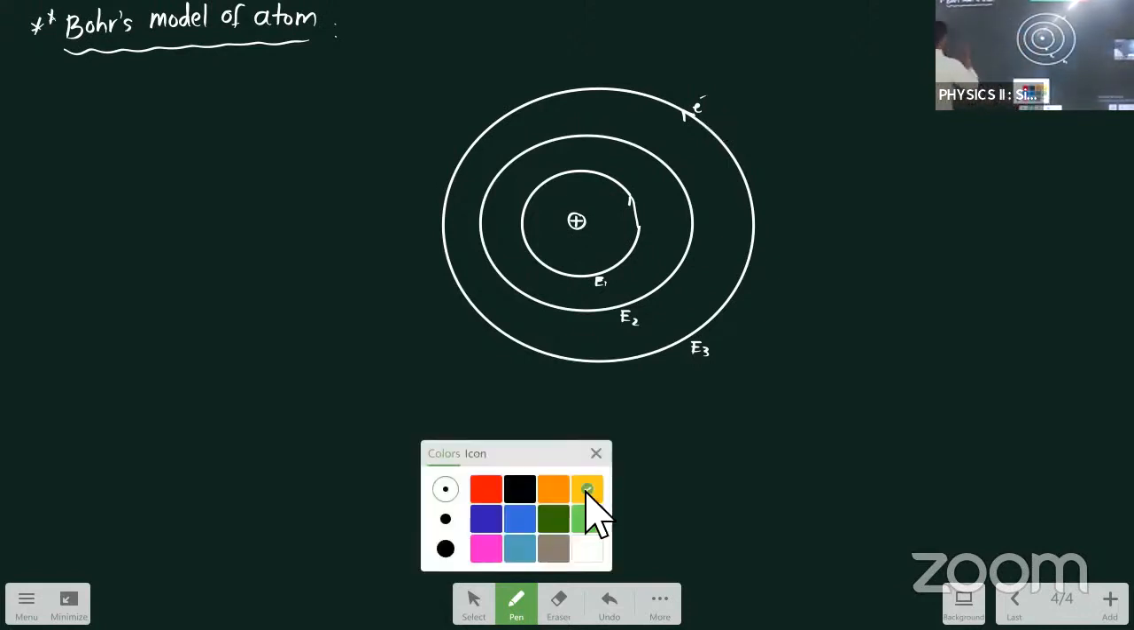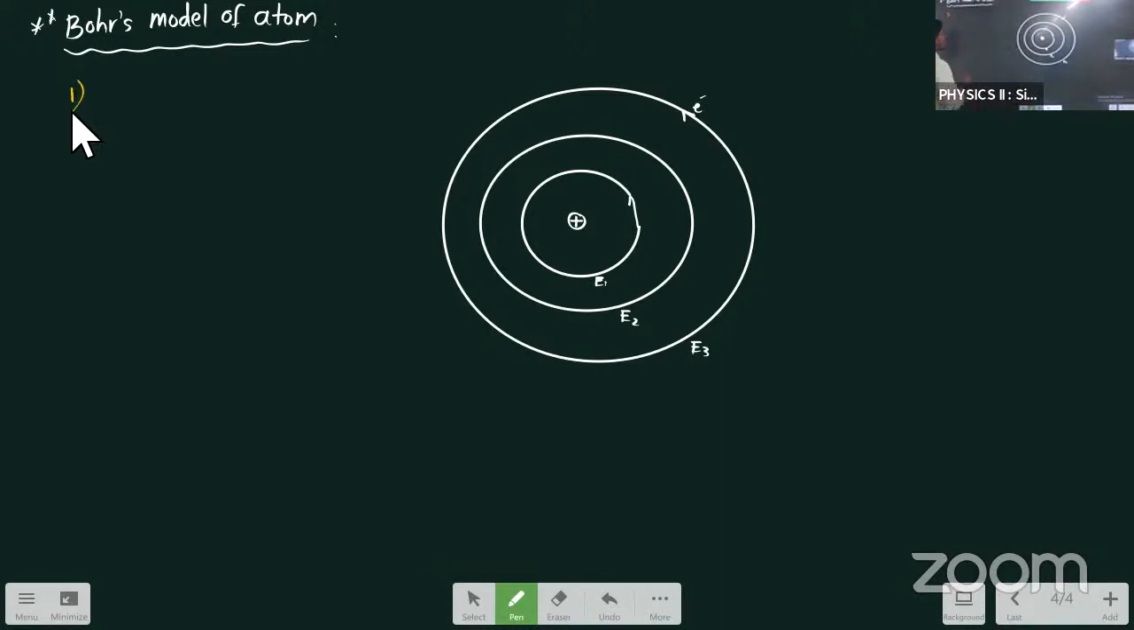All these things you have studied in 9th and 10th and even in first year chemistry. That is the reason I'm just going on explaining. Here, what is the first postulate of Bohr's model?